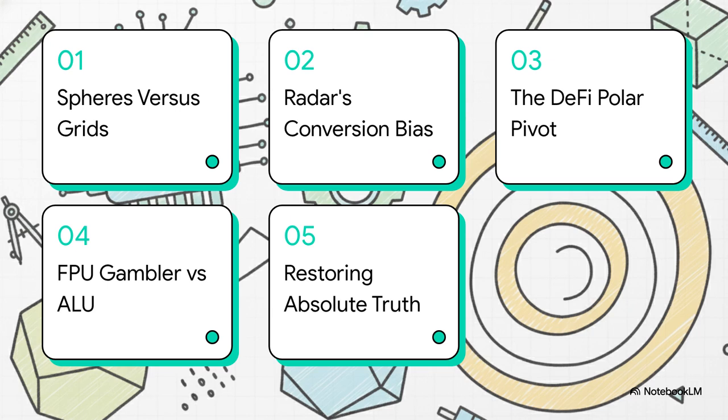All right, here's our roadmap for today. First, spheres versus grids. Second, radar's conversion bias. Third, the DeFi polar pivot. Fourth, FPU gambler versus ALU surveyor. And finally, restoring absolute truth. Let's get right into it.